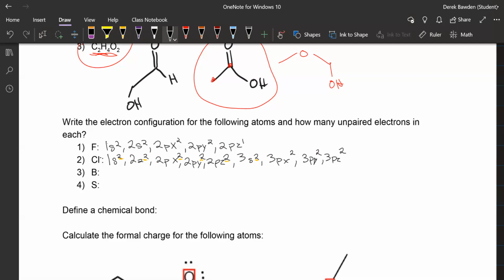Awesome. Let's go ahead and try boron. Does anyone know what the atomic number for boron is?